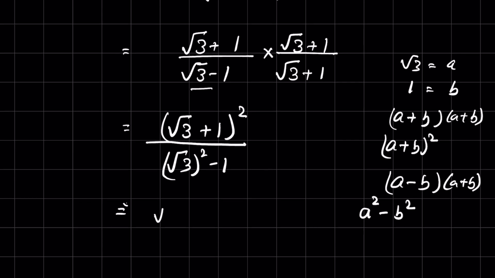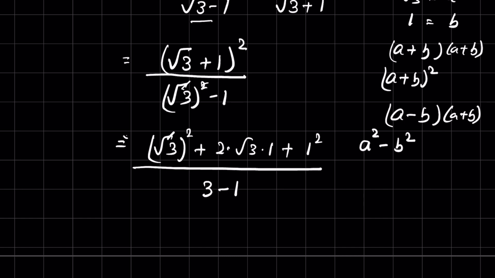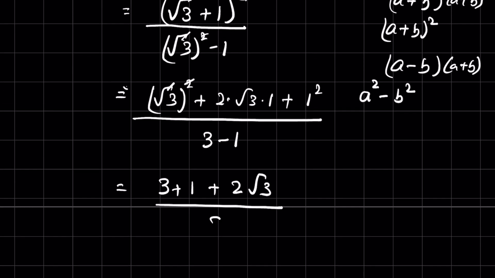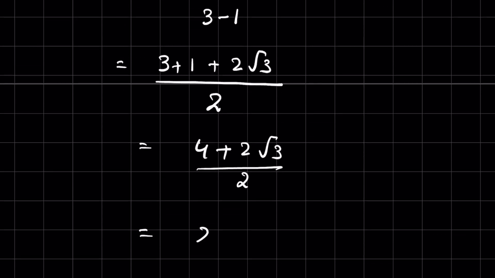Now (a plus b) whole square we can expand as a square plus 2ab plus b square, so (square root of 3) square plus 2ab plus b square upon, the square root can be cancelled with this square, so 3 minus 1. Again cancel the square root with this square, so it will be 3 plus 1 plus 2 times square root of 3 upon 3 minus 1, which is 2. Now 3 plus 1 is 4, so 4 plus 2 times square root of 3 upon 2.